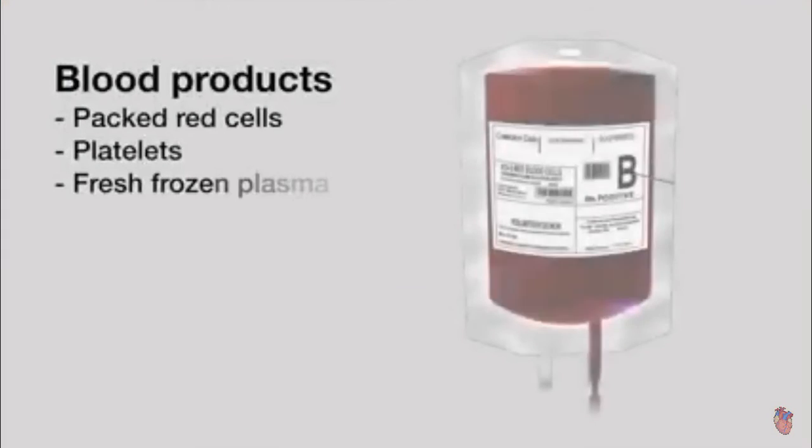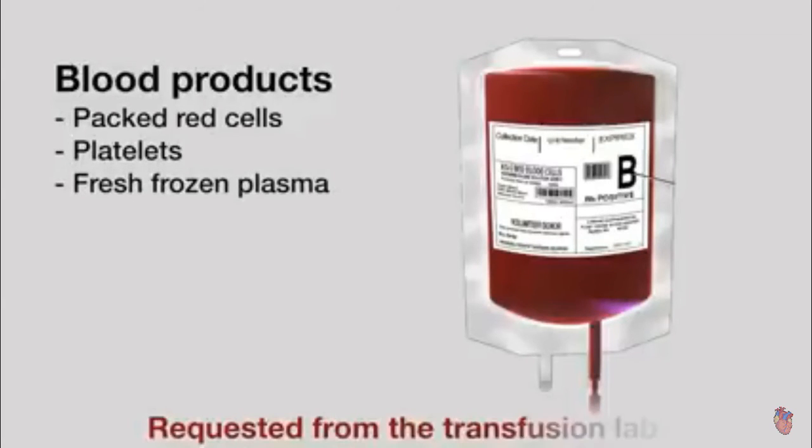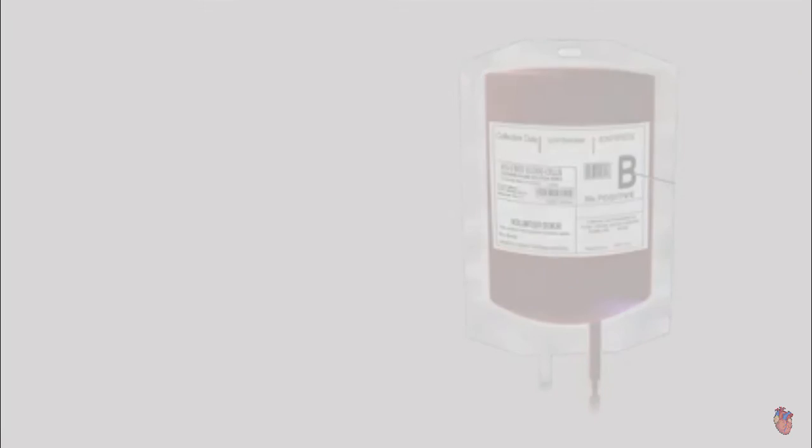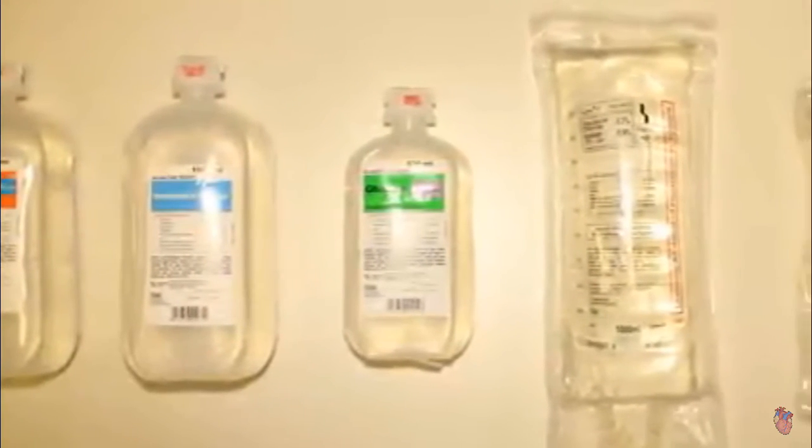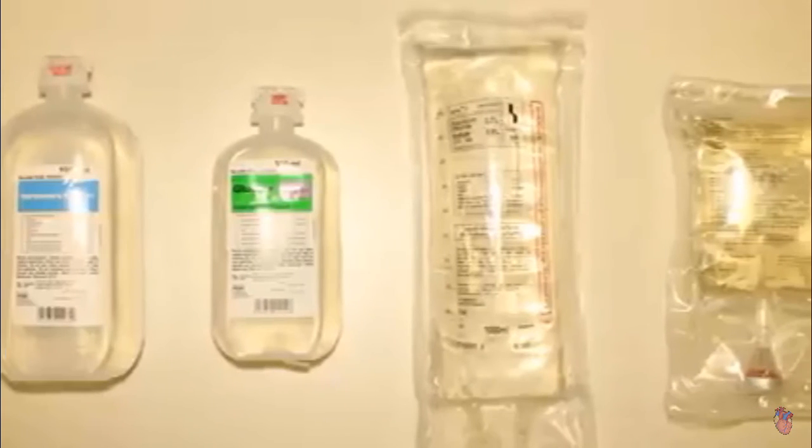The final type of fluid is blood products, which include packed red cells, platelets and fresh frozen plasma. These products need to be ordered from the transfusion lab, and their use and administration must follow local protocols. For the remainder of this video, we will focus purely on the administration of crystalloid and colloid solutions.